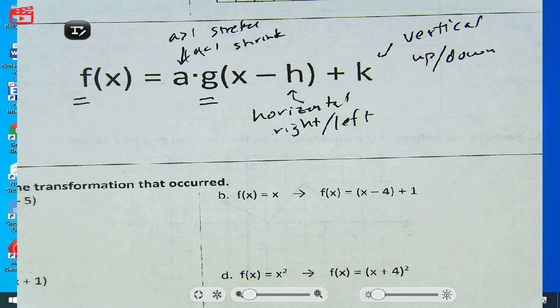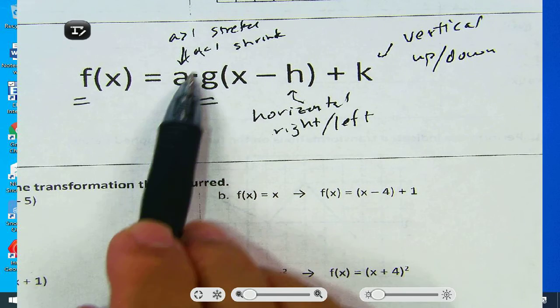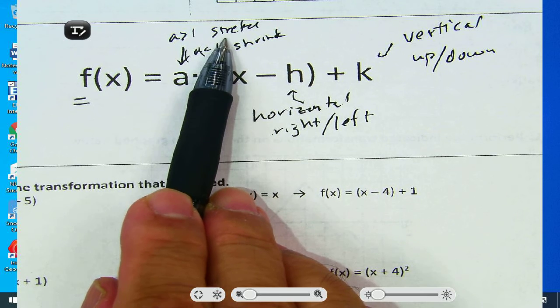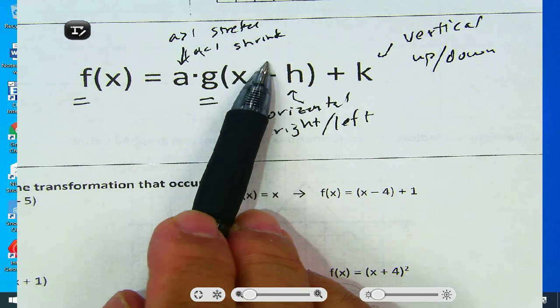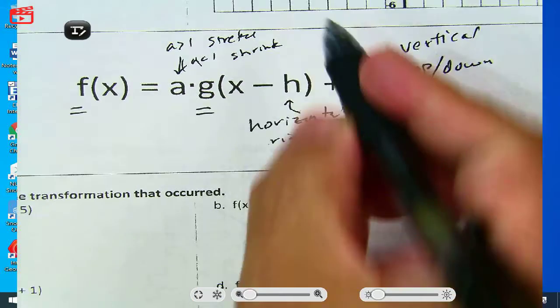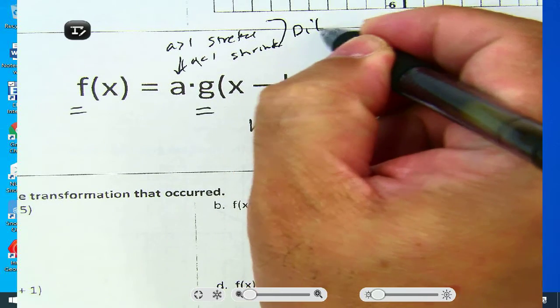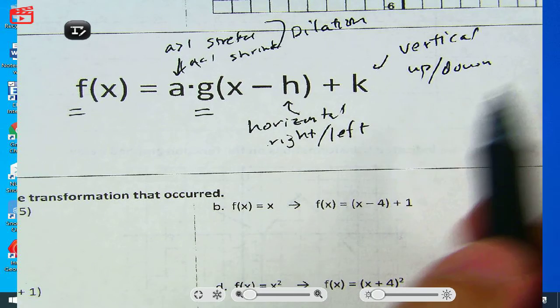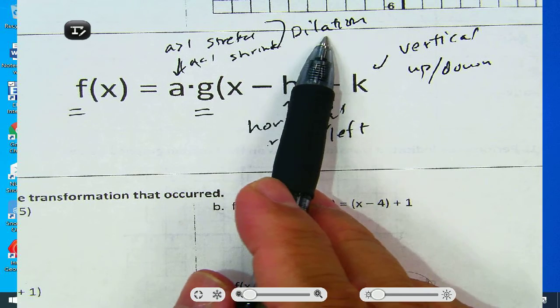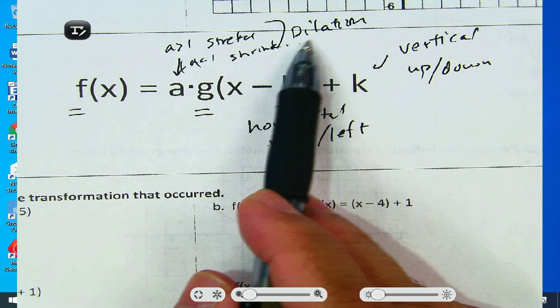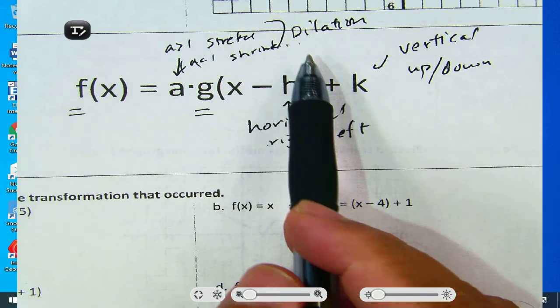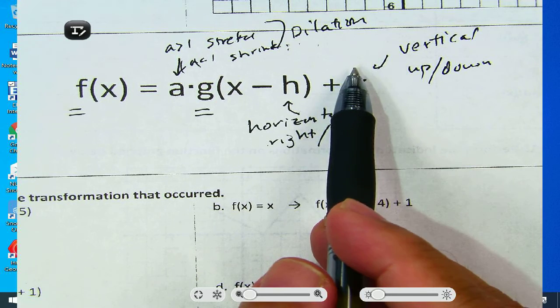You want me to read it to you? Yeah. All right. So A is the multiplier. So you remember, if it was bigger than 1, you stretched it. If it was less than 1, you shrunk it. Oh, we also said it's dilation. And by the way, it's spelled D-I-L-A-T-I-O-N.